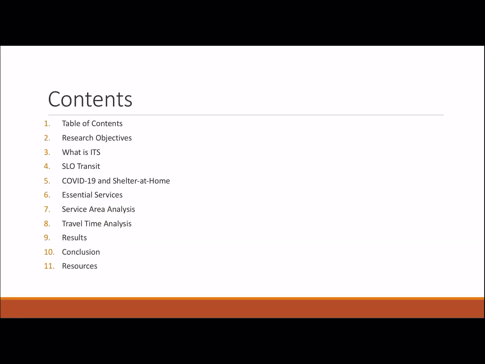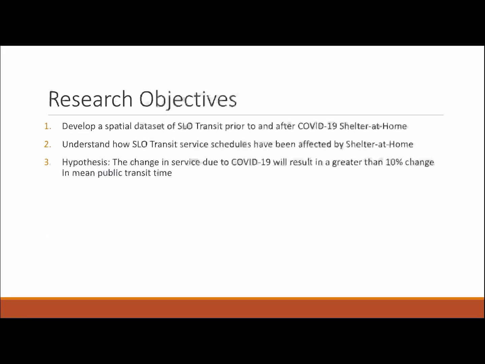Here is my table of contents. These are my research objectives. My first objective was to develop a spatial dataset of SLO transit service areas and routes prior to and after the COVID-19 shelter-at-home order. What this means is that I will be using internet resources to translate and import SLO transit data for use in my other objectives.